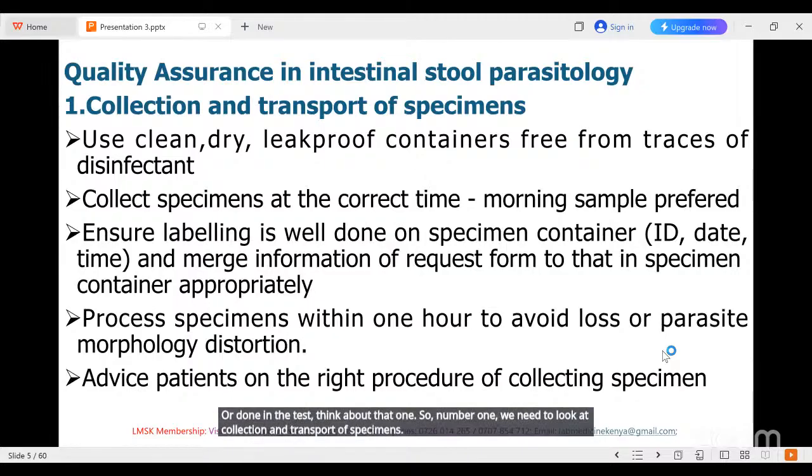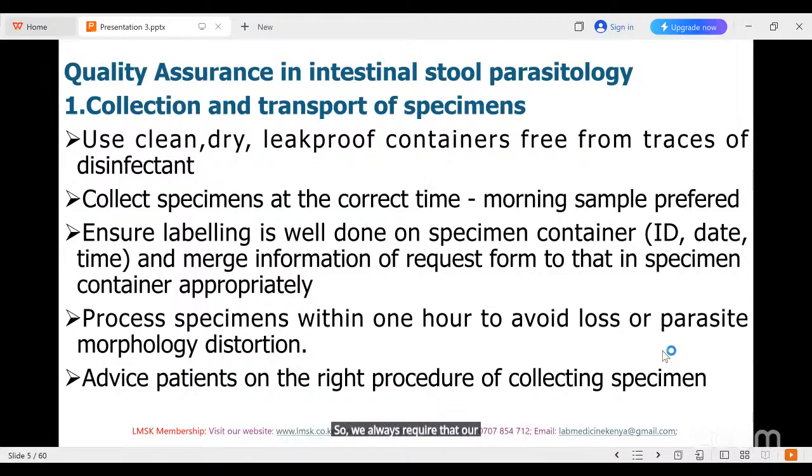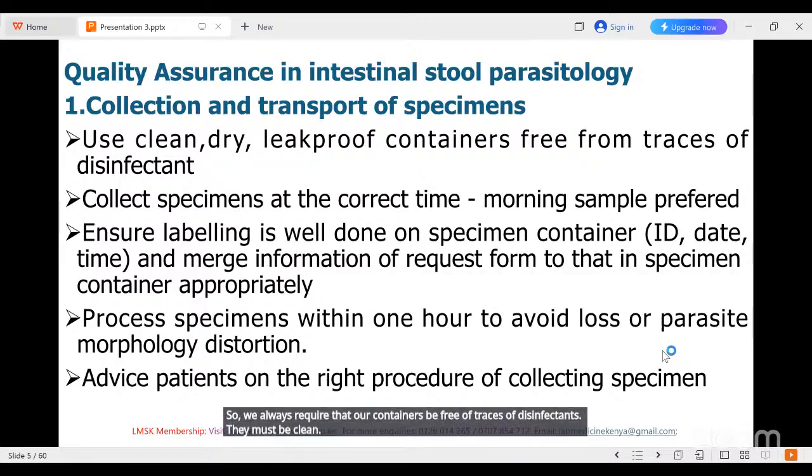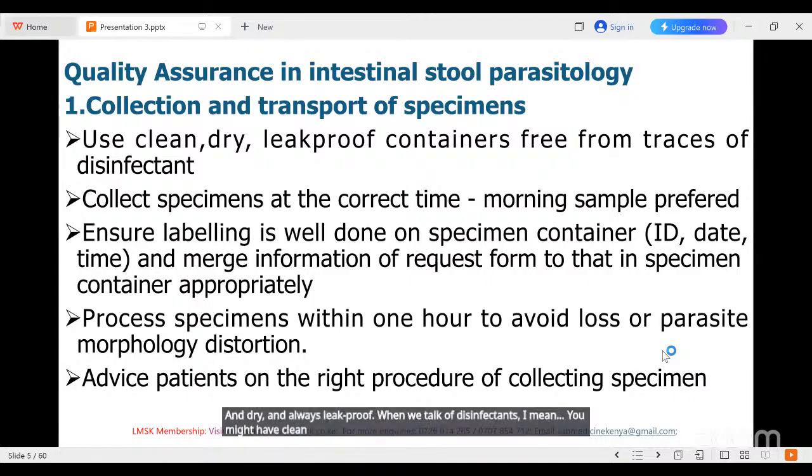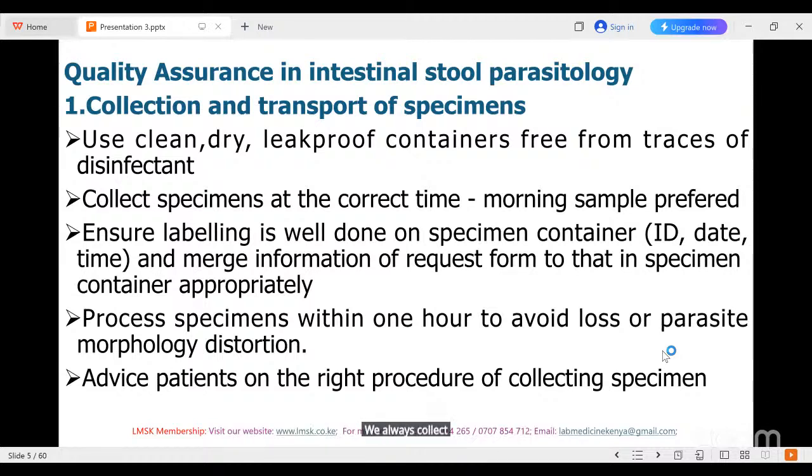Number 1, we need to look at collection and transport of specimens. We always require that our containers be free of traces of disinfectants. They must be clean, dry and always leak-proof. When we talk of disinfectants, you might have cleaned your containers using, sometimes, 1% jik. You make sure they are free from those disinfectants, and dry and clean always. Number 2, we always collect specimens at the correct time. We encourage morning specimens for our routine testing.